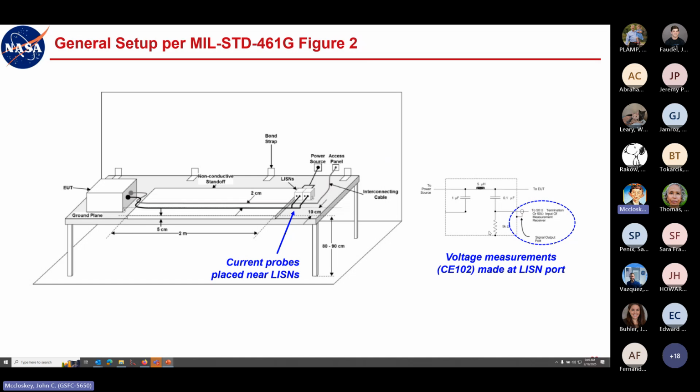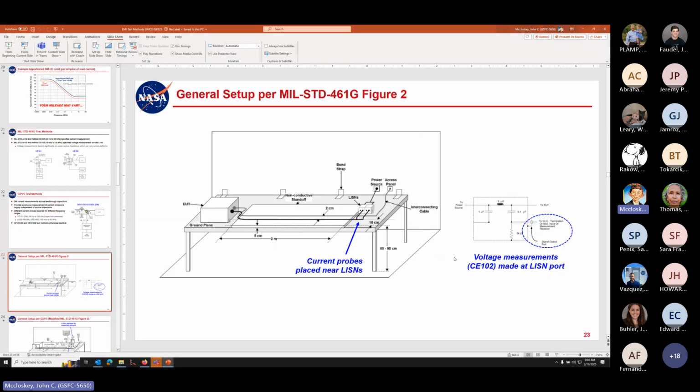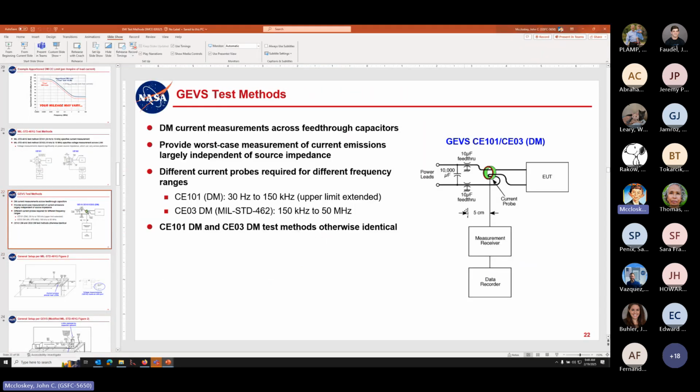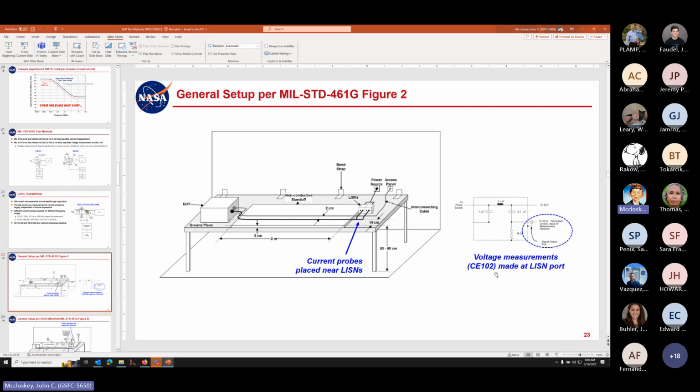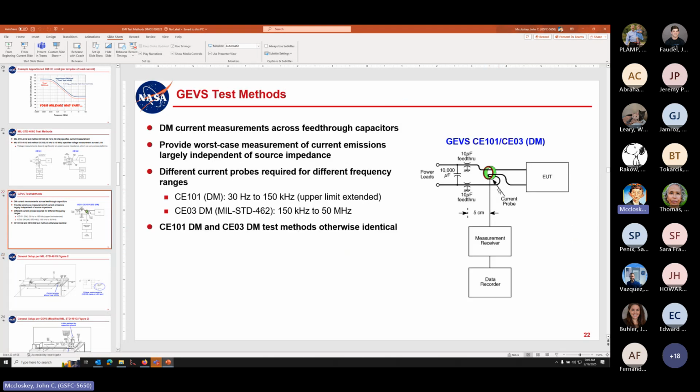Okay. Well, that's what I was saying. For our platforms, this capacitor network is what we should be using. That basically replaces the LISNs in these test configurations. Okay, so you don't want that 5 microhenry. You want this. Right. Well, for CE03. You're only calling it CE102 if you're using the LISN and making a voltage measurement out of it. If you're making a current measurement, and especially if you're making a current measurement with the capacitor network, it's CE03.